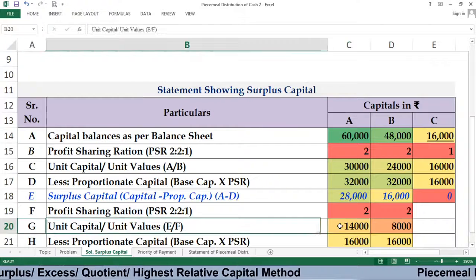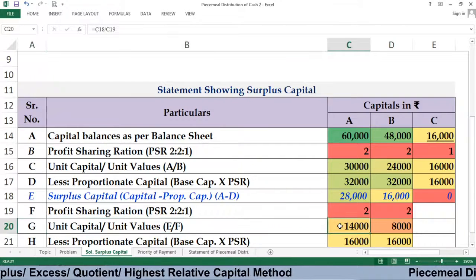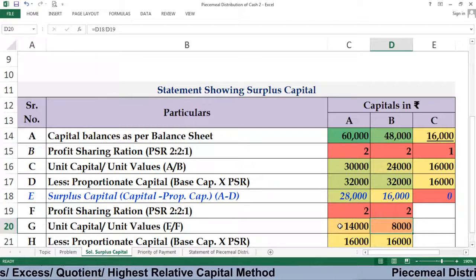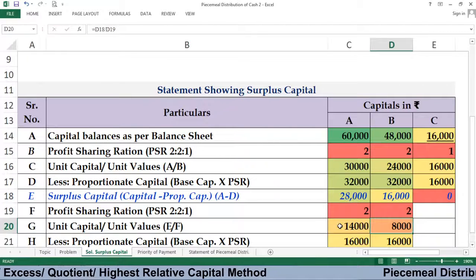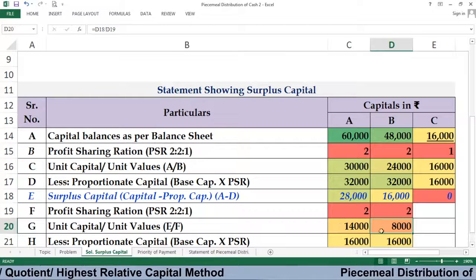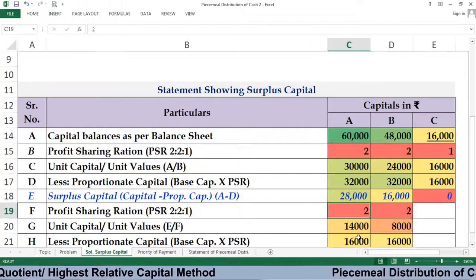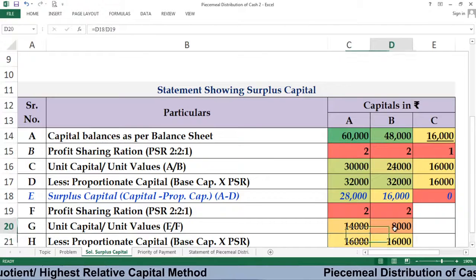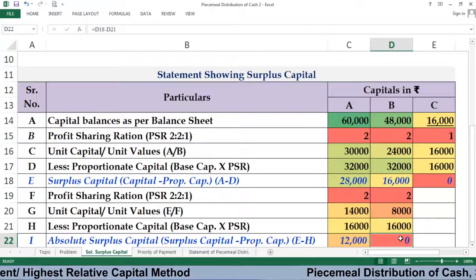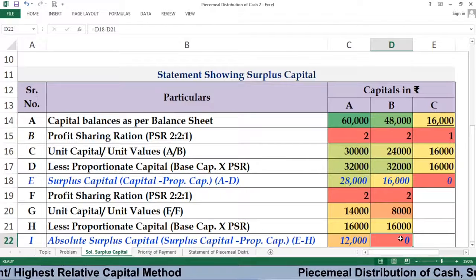Now we will calculate the proportionate capital. For calculating the proportionate capital, we have to consider some base. So the minimum amount will be considered as the base, that is 8,000. So 8,000 will be the base capital, and the proportionate capital equation is base capital into profit sharing ratio. So base capital is 8,000. 8,000 into 2 comes to 16,000. Again here 8,000 into 2 comes to 16,000. Now we can calculate the absolute surplus.